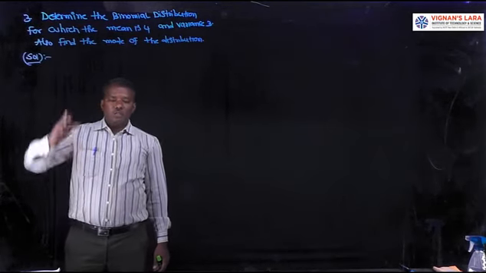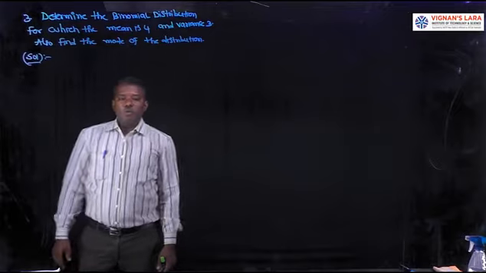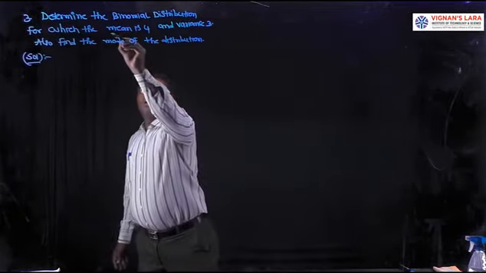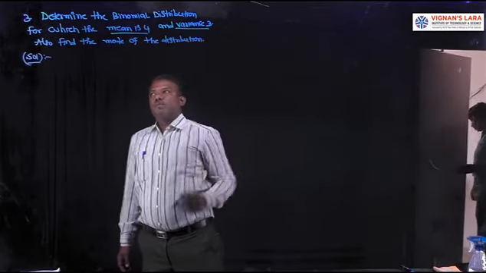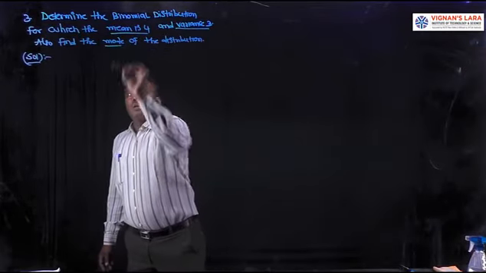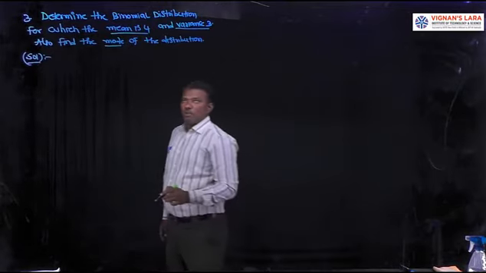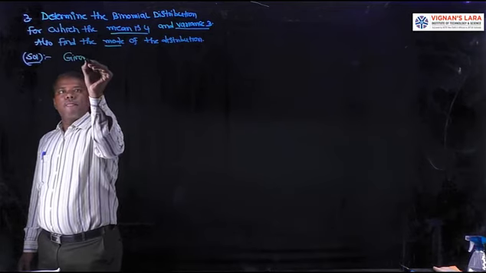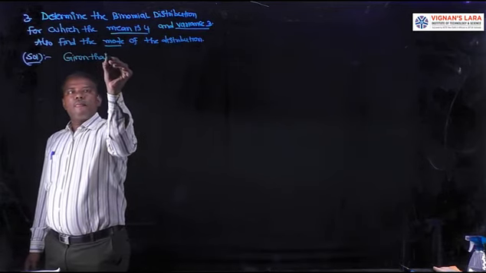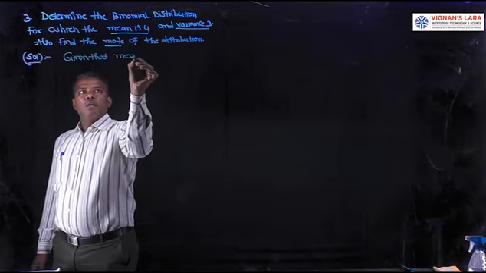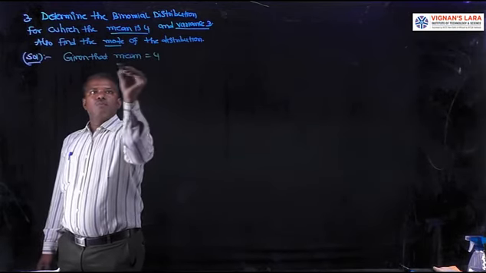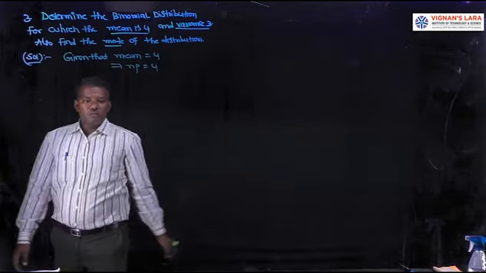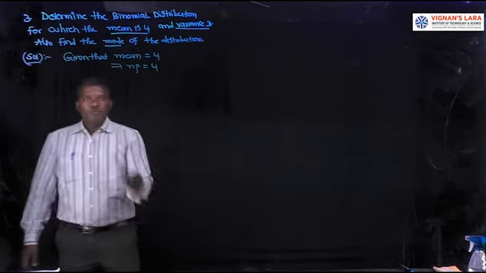The next problem is: determine the binomial distribution for which the mean is 4 and the variance is 3. Also find the mode of the distribution. What is the mean? Given that the mean is equal to 4, we know that the mean of a binomial distribution is NP, so NP equal to 4.